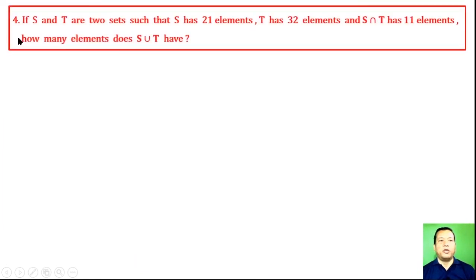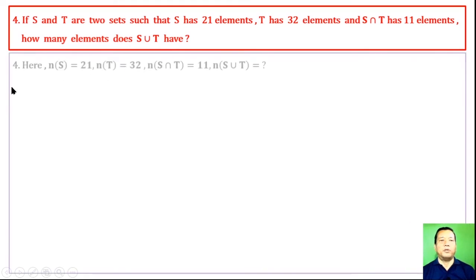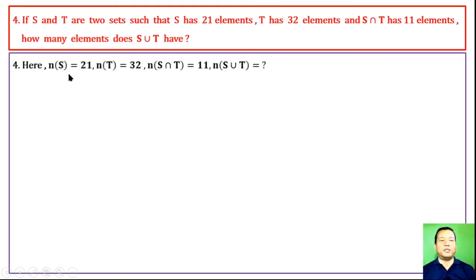Question number 4. If S and T are two sets such that S has 21 elements, T has 32 elements, and S intersection T has 11 elements, how many elements does S union T have? We have n of S is 21, n of T is 32, n of S intersection T is 11, n of S union T is what?